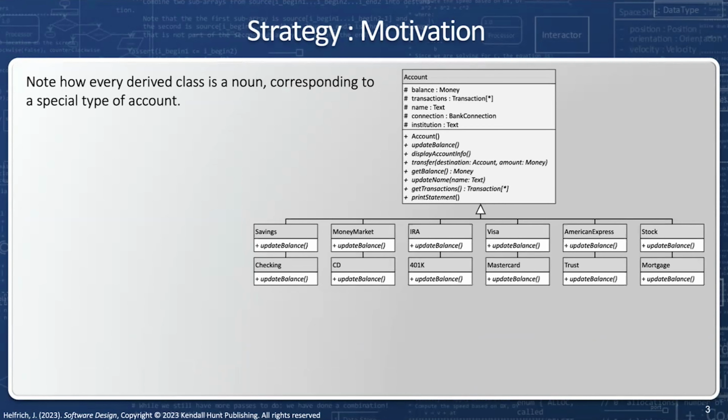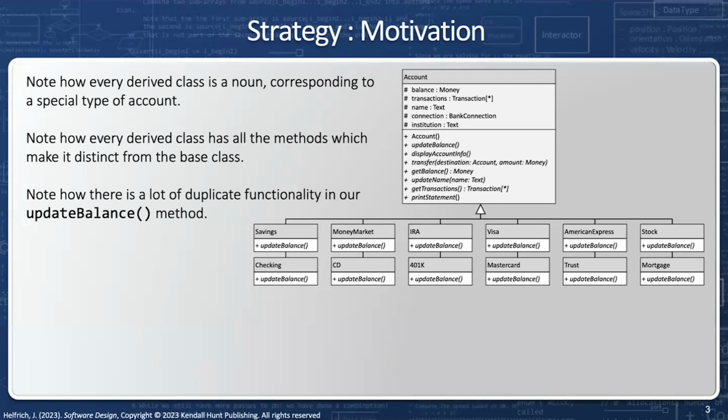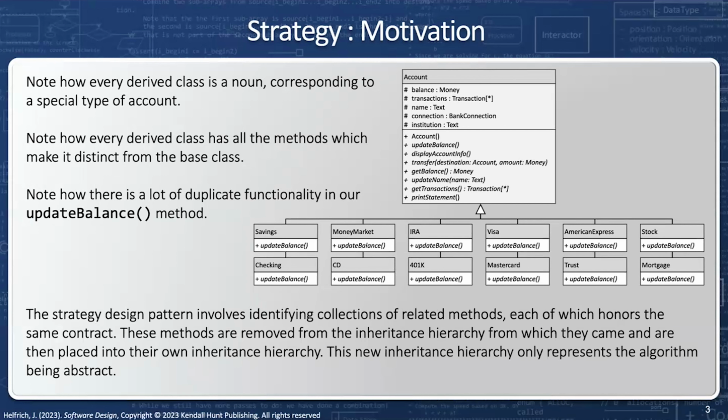So let's begin with the strategy design pattern. Note how every derived class is a noun corresponding to each special type of account, and every derived class has all the methods which make it distinct from the base class, which is once again a fundamental way we do object-oriented design. But note how there's a lot of duplication in the functionality of our update balance method, because each one needs to go and sum the transactions and then maybe apply fees or maybe apply interest or whatever. Now, the strategy design pattern involves identifying collections of related methods, each of which honors the same contract.